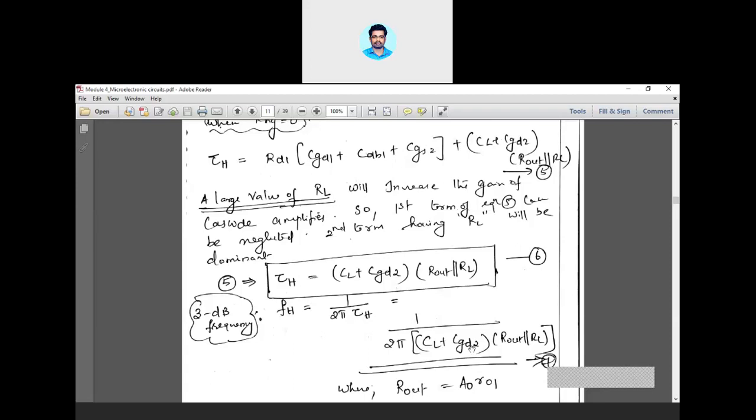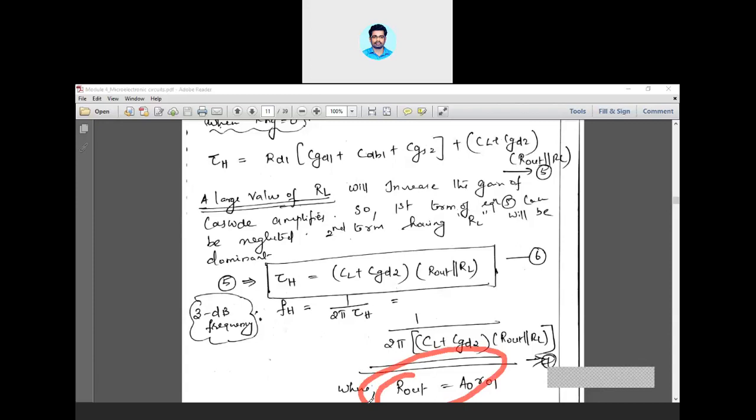And Rout is just the output resistance of the second transistor, which is equal to A0 times r01. This we have learned in the previous class, in the small signal analysis: how the output resistance of the cascode was derived. The cascode amplifier is able to get an output resistance Rout equal to A0 times the resistance of the previous stage. Previous stage means common source. The first stage is common source.